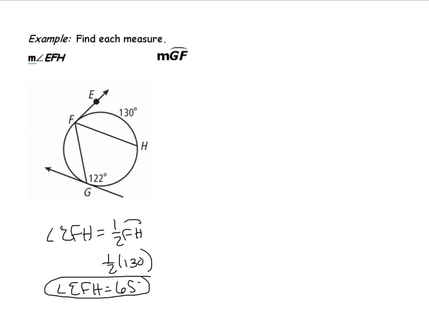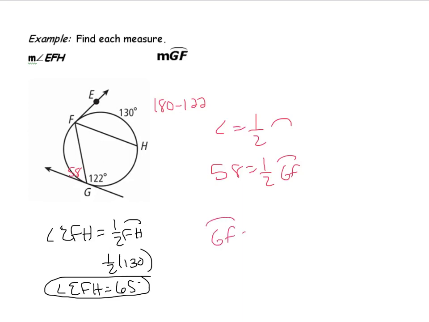All right, the next one wants you to find the arc GF. Well, GF is going to be twice as big as this angle here. I don't know what that angle is, but I do know that in a line there's 180 degrees. So if I take my 180 and I subtract 122, I get that this angle is 58. So if I want to find the arc, remember the angle is half of the arc. So in this case, 58 is 1/2 of arc GF. All I have to do is multiply by 2, and arc GF is going to be 116 degrees.